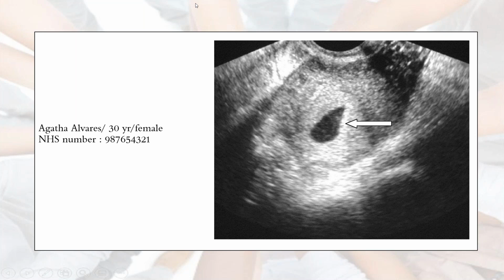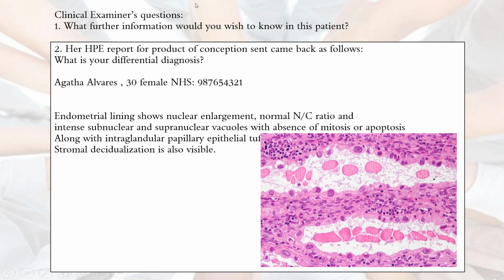Okay. So the histopath report has come of the products of conception, and this is the report. What is your differential diagnosis?